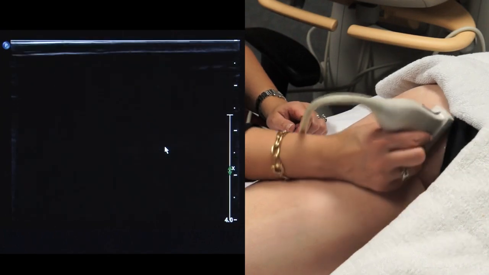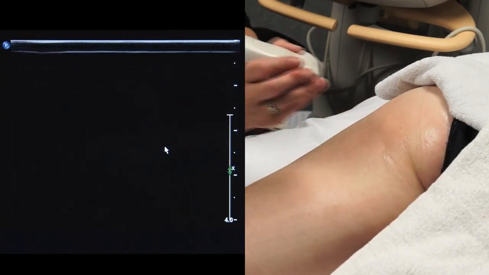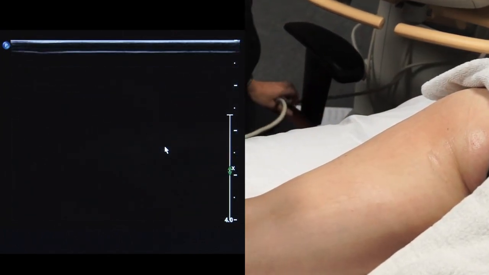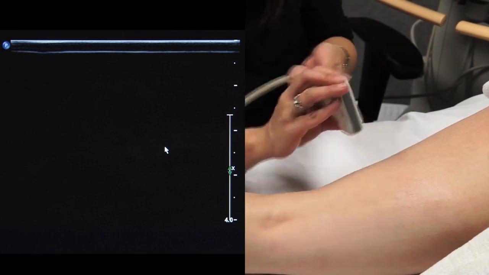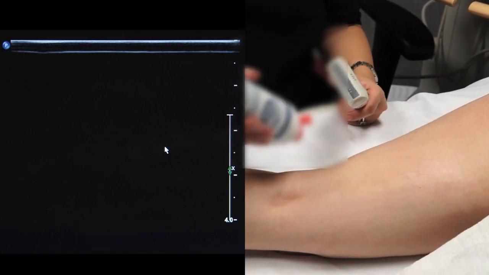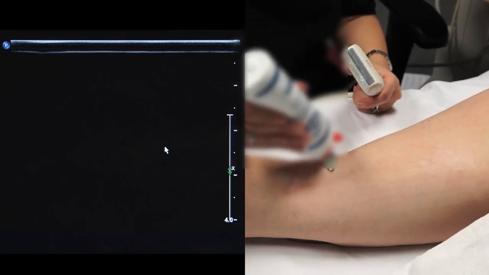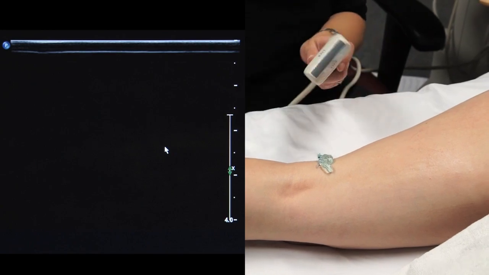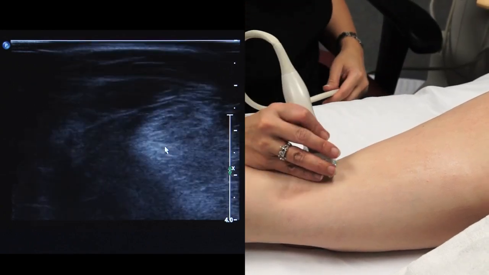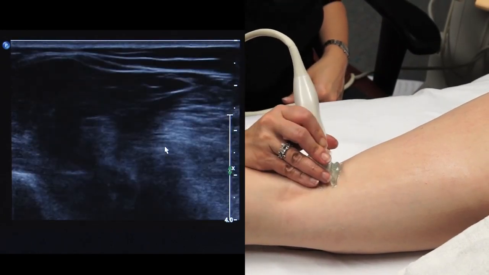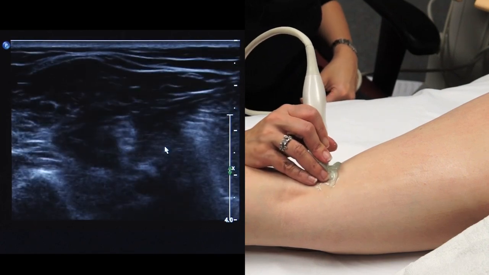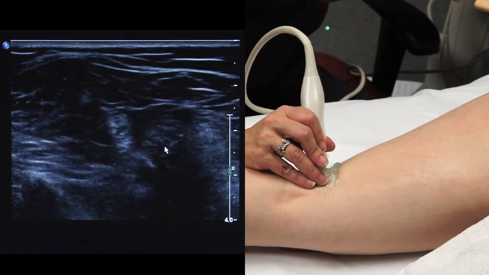Now the other structure, the sciatic nerve, can sometimes be difficult to localize proximally depending on your patient or on the equipment that you're using. So I find it easier to look for the sciatic nerve where it is most superficial. And here I'm starting in the posterior knee or the popliteal fossa.